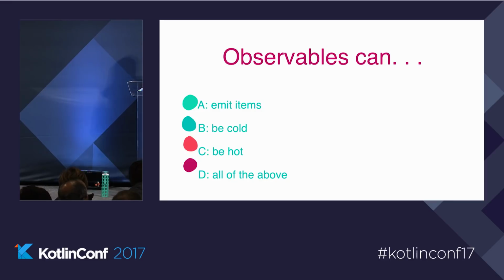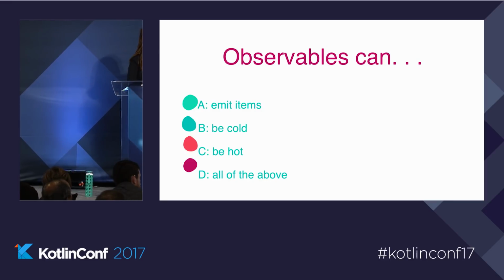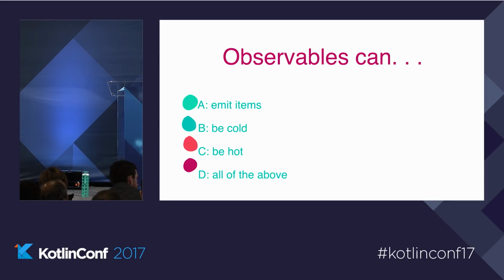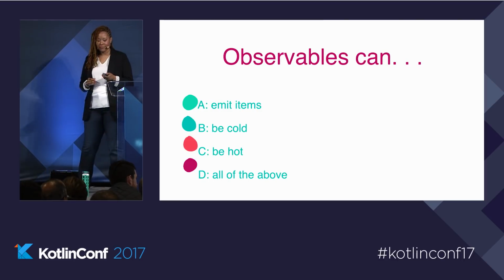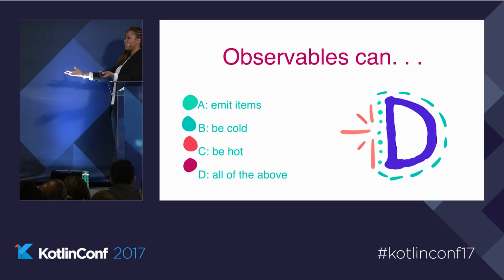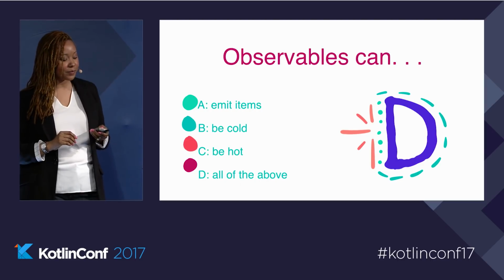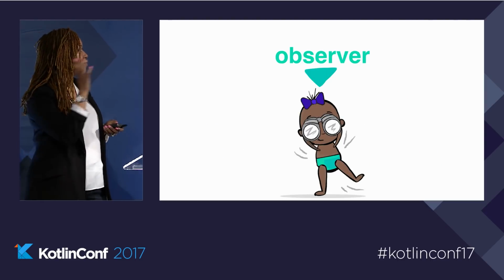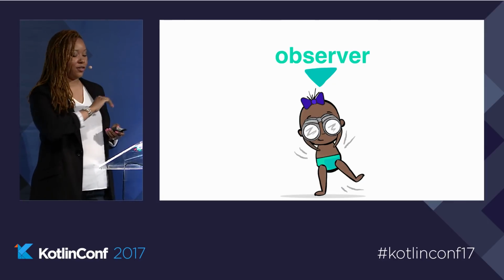Observables can A, emit items, B, be cold, C, be hot, or D, all of the above. Yeah, it's D. I want you to feel smart, okay? I'm doing this for you, all right? Okay, great, yes. Observables can do all of these things, and that's why it's a key aspect of programming with RxJava. So this time, we're going to move on to talk about the observer.